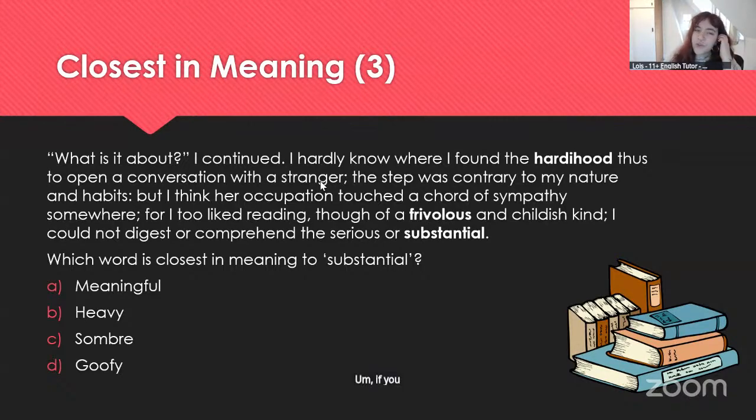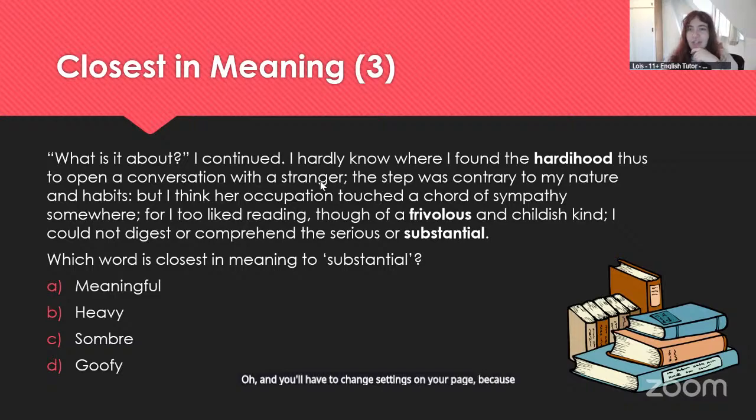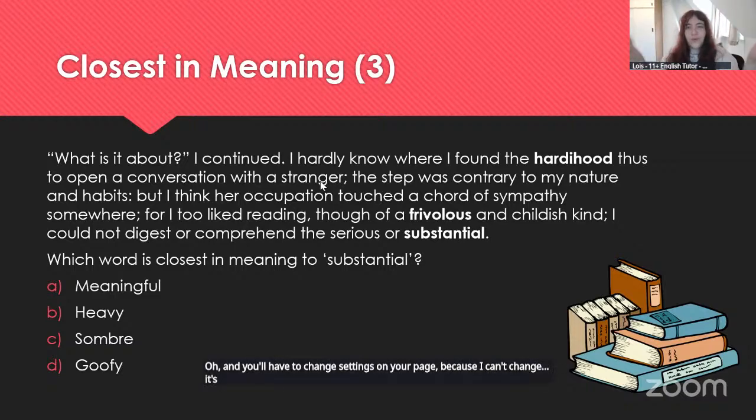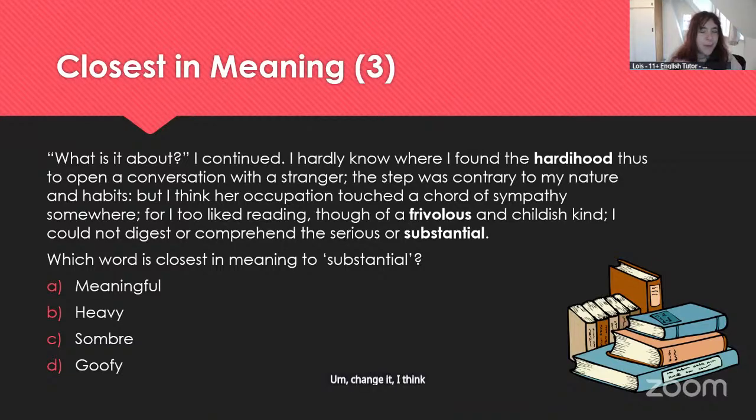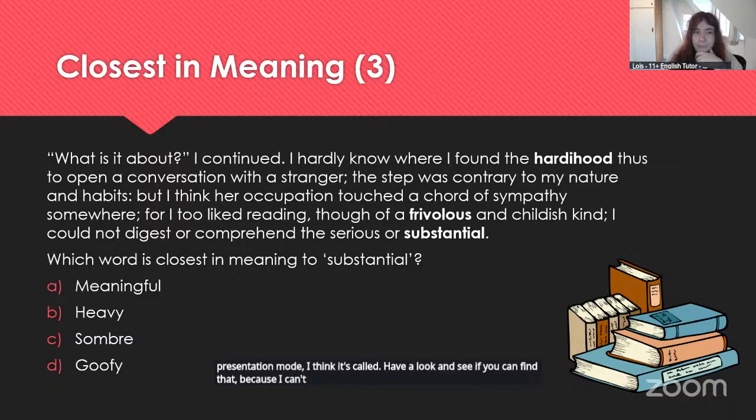So think about what is Jane saying about her own reading tastes. If you can't see the words, if my camera is on, you'll have to change settings on your page because I can't change. You have to change the way you view the Zoom. Change it, I think, to maybe presentation mode, I think it's called. Have a look and see if you can find that because I can't change where my camera is.